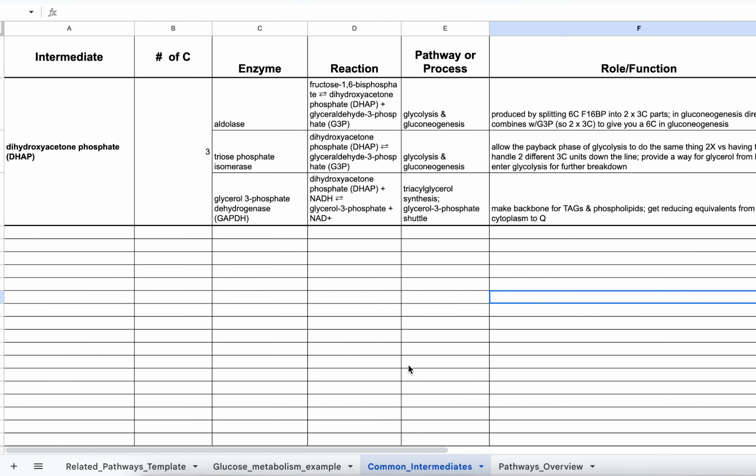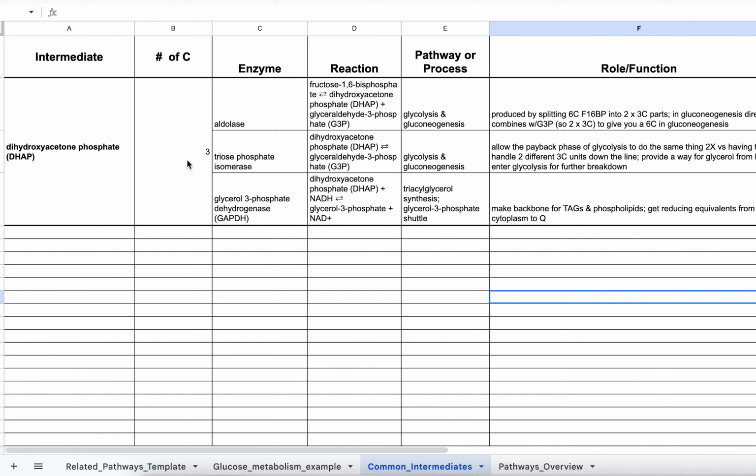Okay, common intermediates. I think this is one of the most important sheets. Here you can basically take one intermediate. When we talk about these metabolic intermediates, it's just one of these molecules that's in a pathway. You can do things to it, you can make it different ways, all these various things. So we call it an intermediate, and it's often an intermediate in multiple pathways, either pathways that use the same enzyme or pathways that take that intermediate and do something completely different with it.